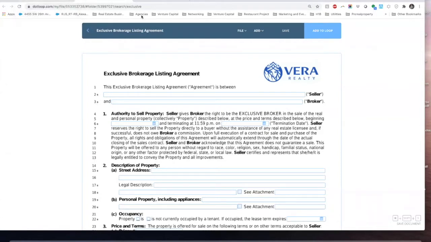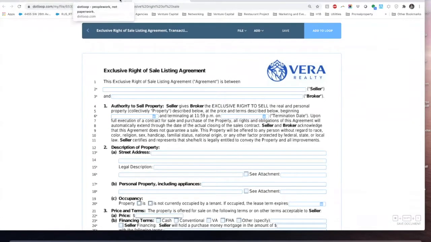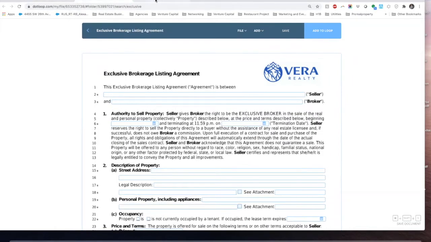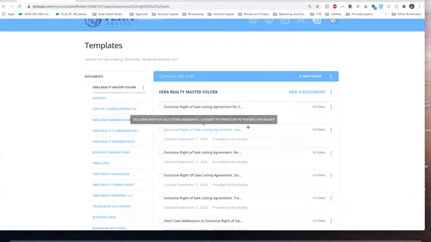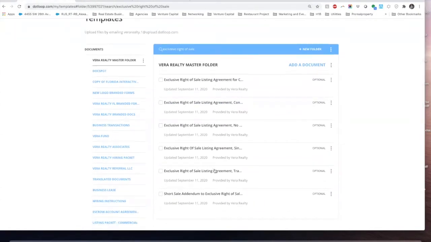The transaction brokerage means that we can work with buyer and seller at the same time. We can represent both. Because when you have a single agency representation, it means that you cannot represent both buyer and seller in a transaction. Okay, so it gives you some limitations. That's why from the beginning we decided that we will be the transaction broker. Okay.